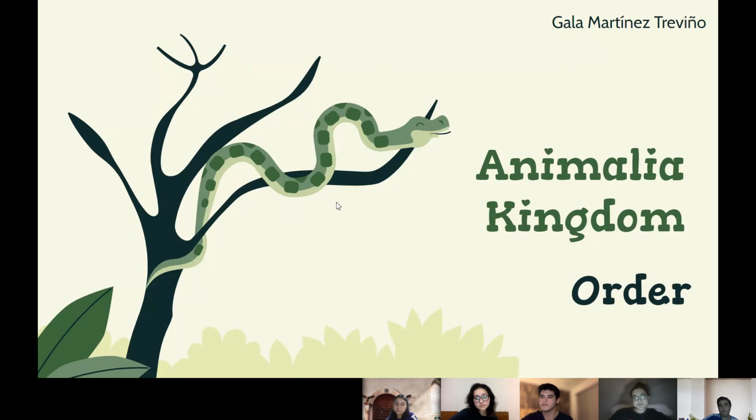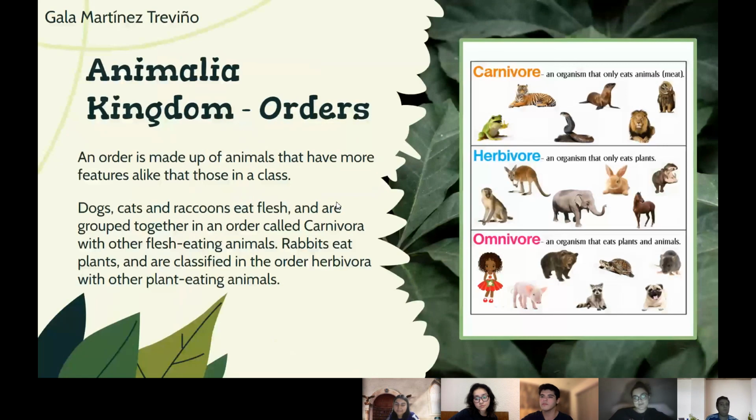Animalia Kingdom order. Orders are made up of animals that have more features alike than those in a class. For example, dogs, cats, and raccoons eat flesh and are grouped together in an order called Carnivora, with other flesh-eating animals. On the other hand, rabbits eat plants and are classified in the order Herbivora, with other plant-eating animals.